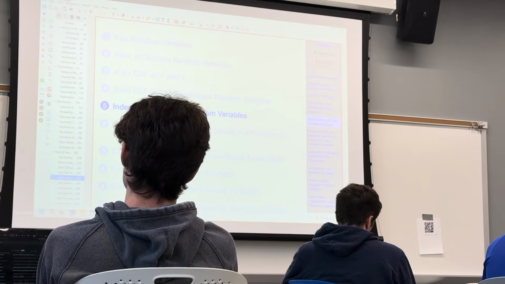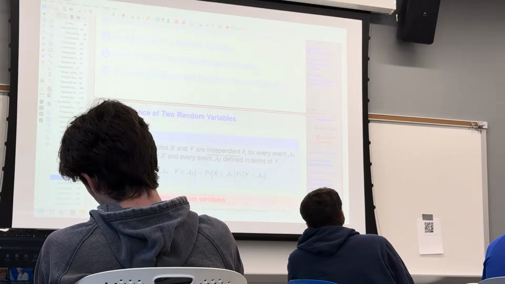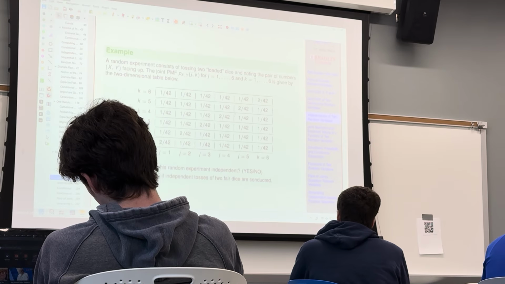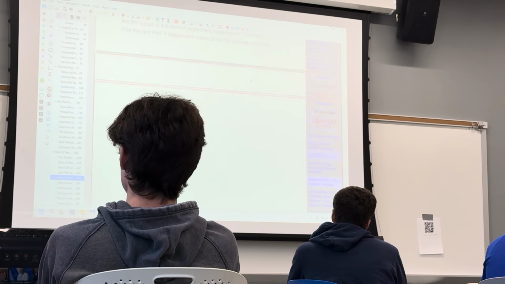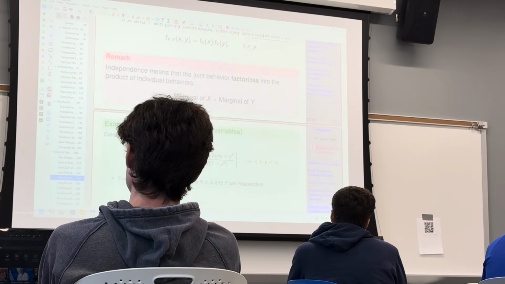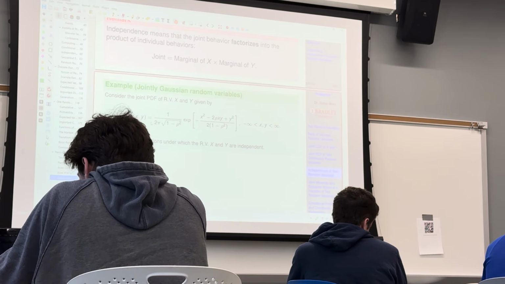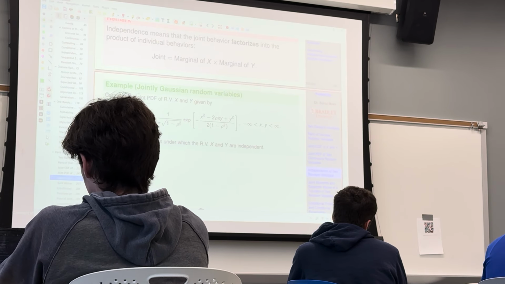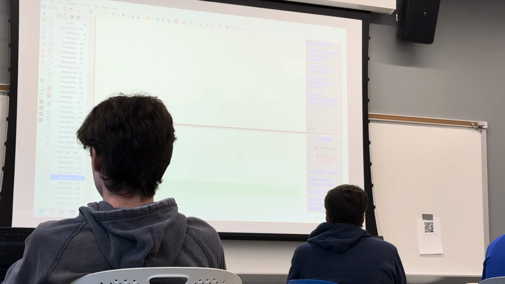I'm talking about independence of two random variables. How we check independence of two random variables. Yeah, so this was a nice numerical example. So how we check independence of two random variables. After that, we did talk about jointly Gaussian random variable. Again, I'm reiterating jointly Gaussian random variable.